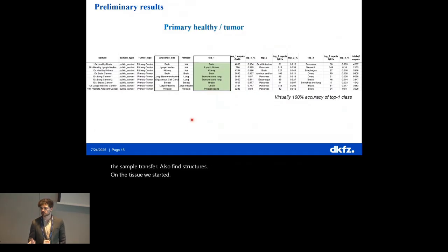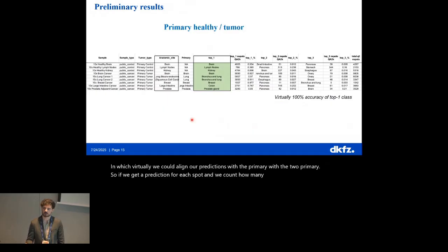We started with ground truth samples. This means spatial transcriptomics data from primary healthy and primary tumor, in which virtually we could align our predictions with the true primary. So if we get a prediction for each spot, and we count how many classes have been obtained and look at the top one, this is what we get. The predictions align completely with the local tissue.